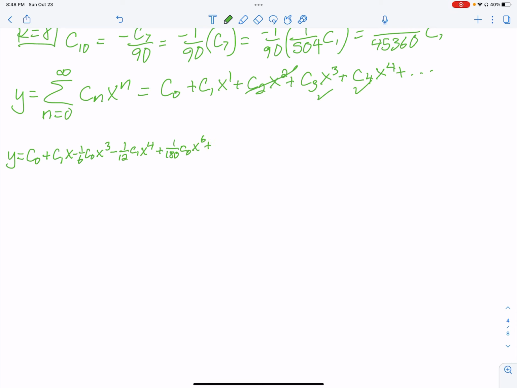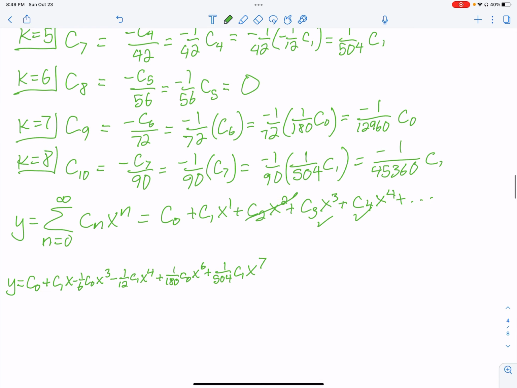Then I have C7, which is 1 over 504, C1 x to the 7th. Okay, and then I believe C8 will be 0. If I look back up, C8 was 0. And then I got two more here. I got minus 1 over 12960 x to the 9th, because that was C9. And then the last one that we're going to write down, 1 over 45360 x to the 10th.